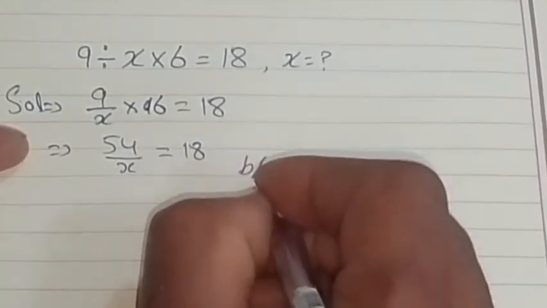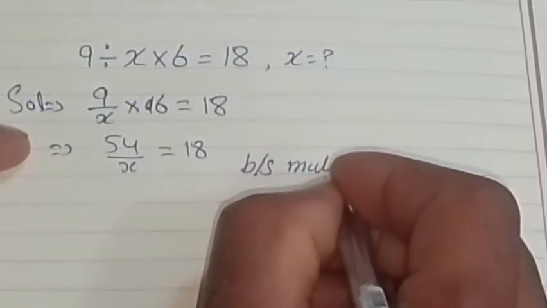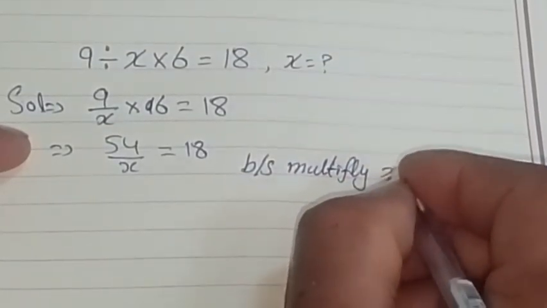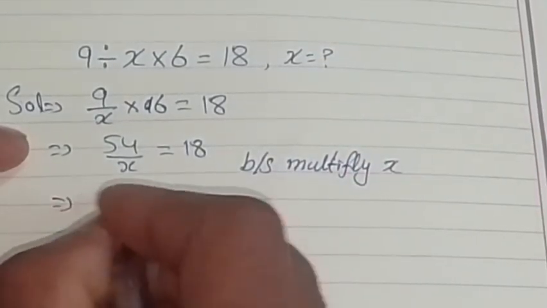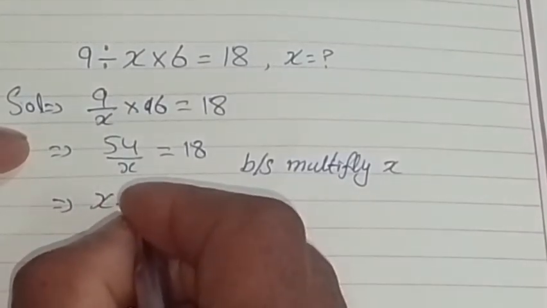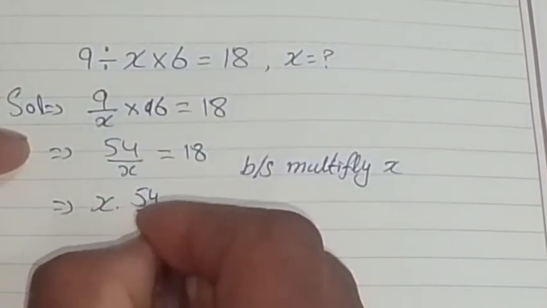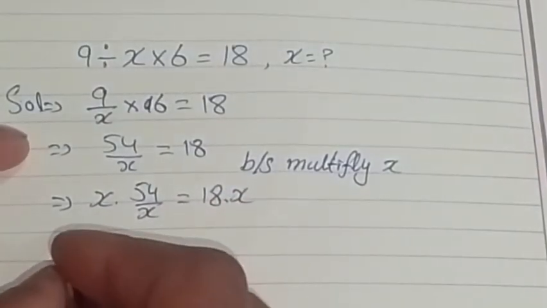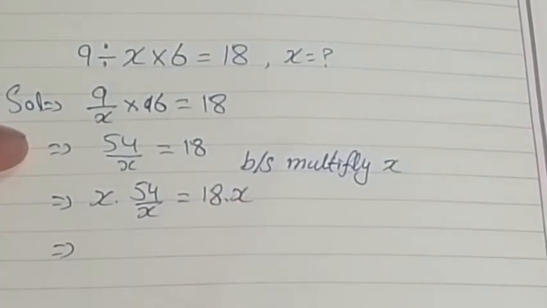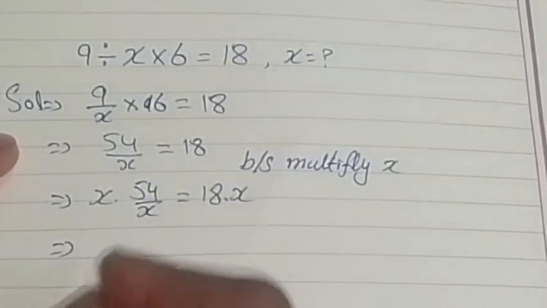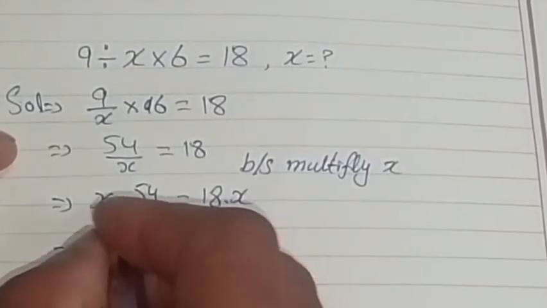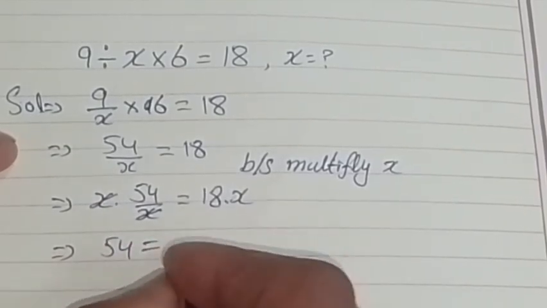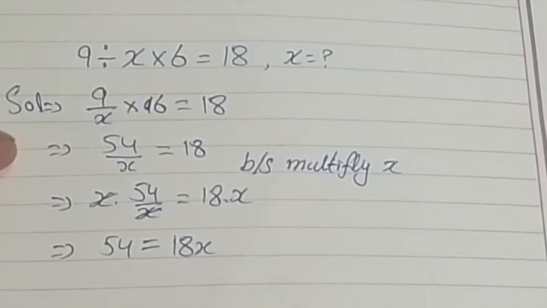Now both sides multiply by x. Now x multiplied by 54 divided by x equal to 18 multiplied by x. Our equation becomes x cancels with x, 54 equal to 18x.